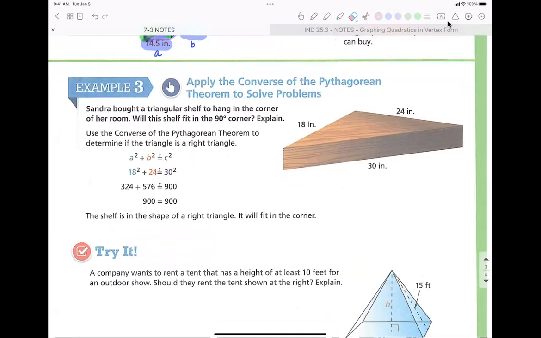If you've got a shelf, and you want to fit it into a 90-degree corner, it would make sense that the shelf would need to be a 90-degree shelf. So test it, see if that's a 90-degree angle by using the Pythagorean theorem. If it is in fact a right triangle or a 90-degree angle, then the shelf will fit in the spot in the wall, in the corner. So we're not going to really talk much about that one. Are you good with that?